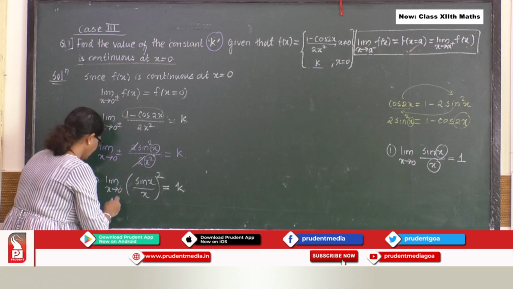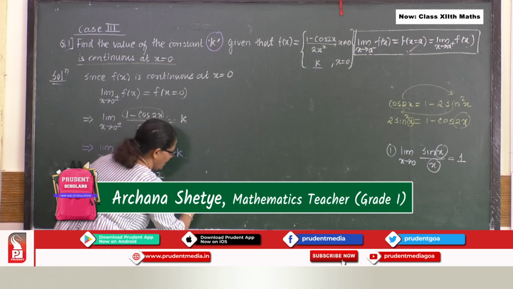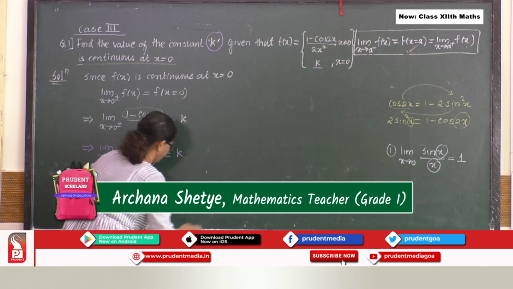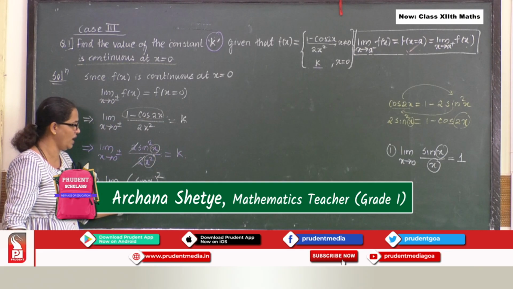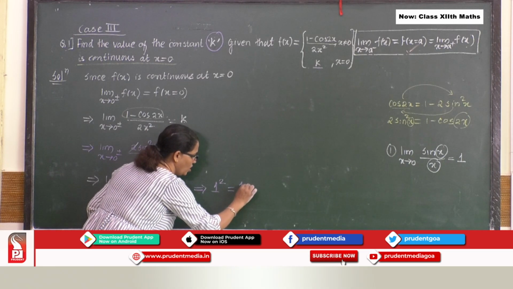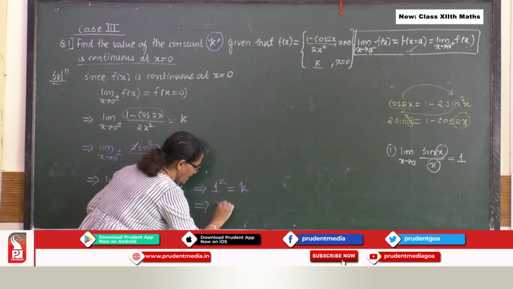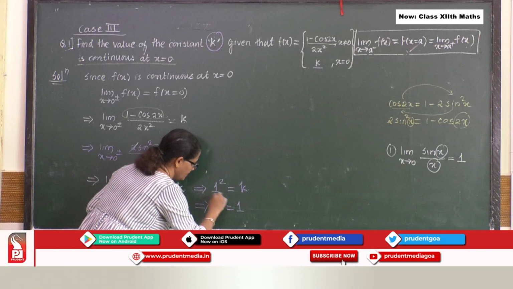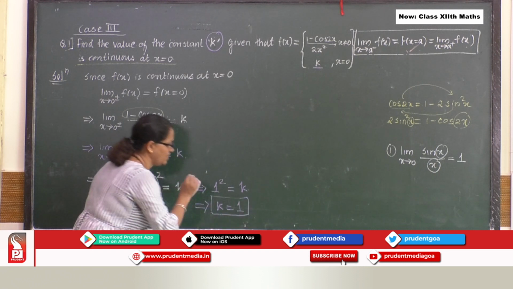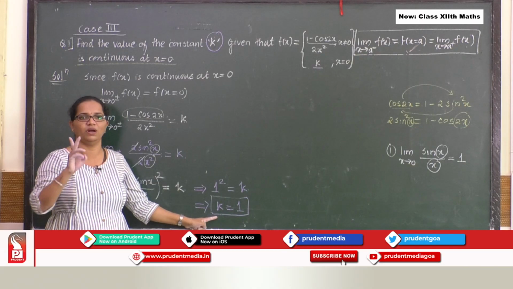Now what is it? Now this is nothing but what? It is nothing but 1. This value is what? 1. So 1 square is what? 1. So I get this, which implies k equals 1. So what is the value of the constant? The value of the constant is 1.